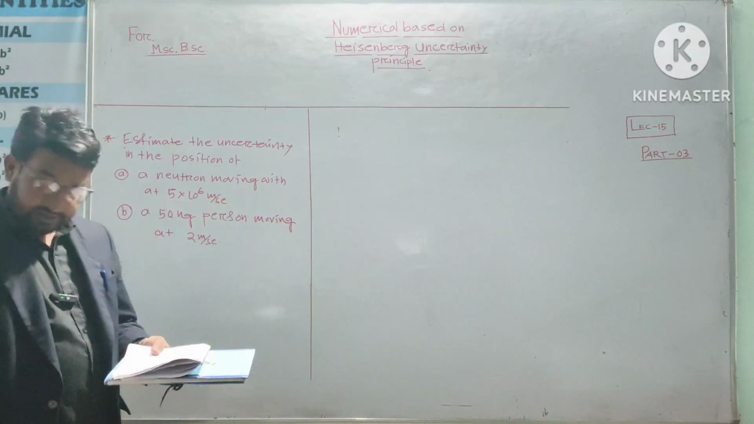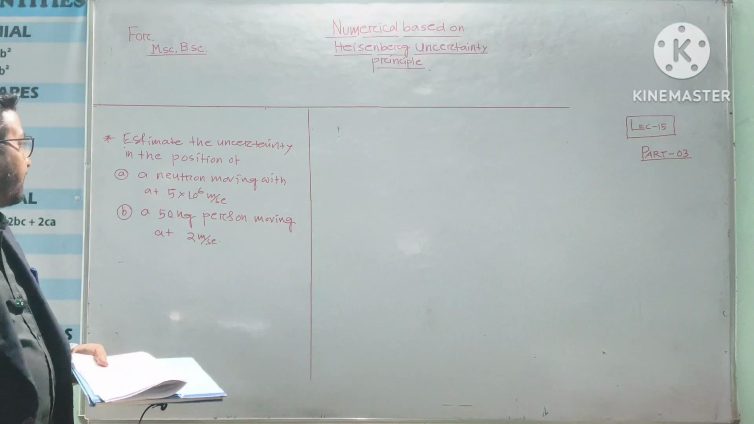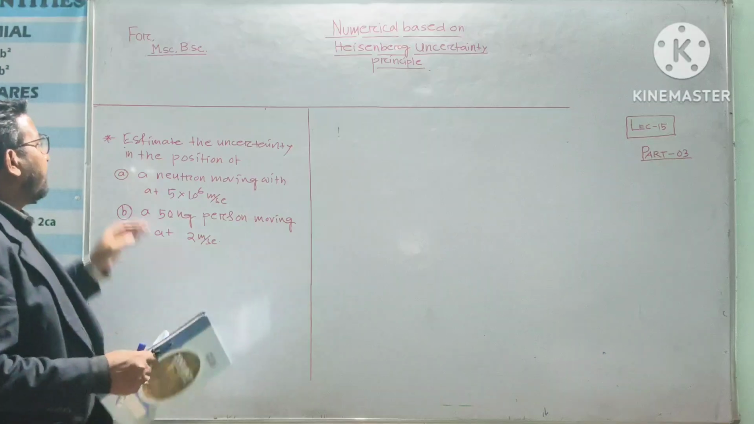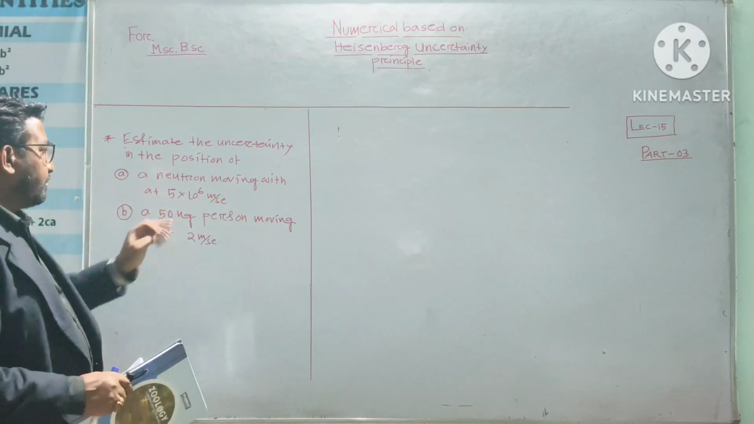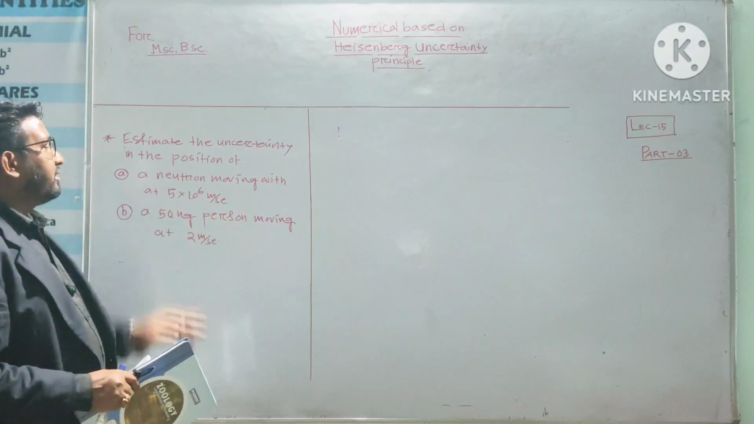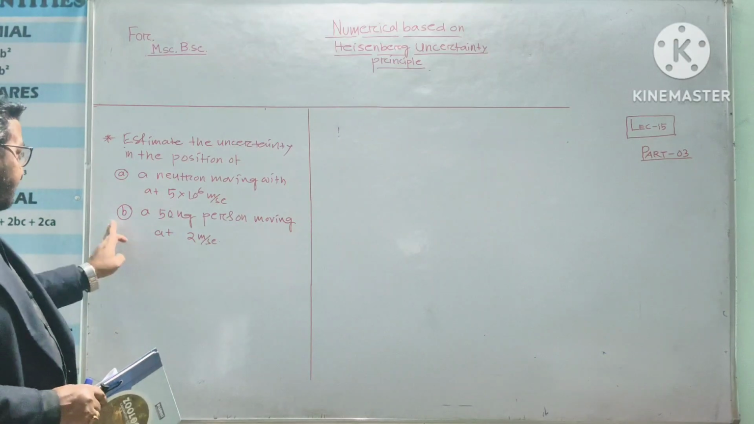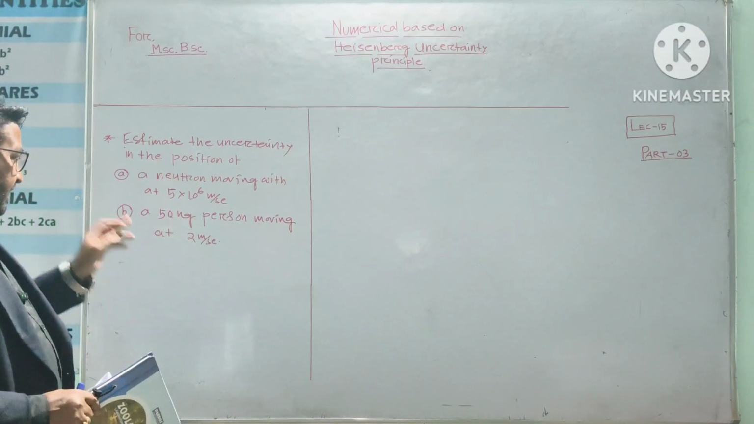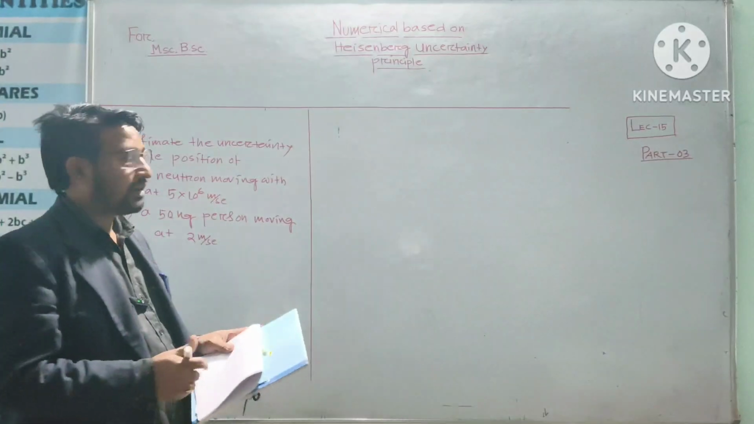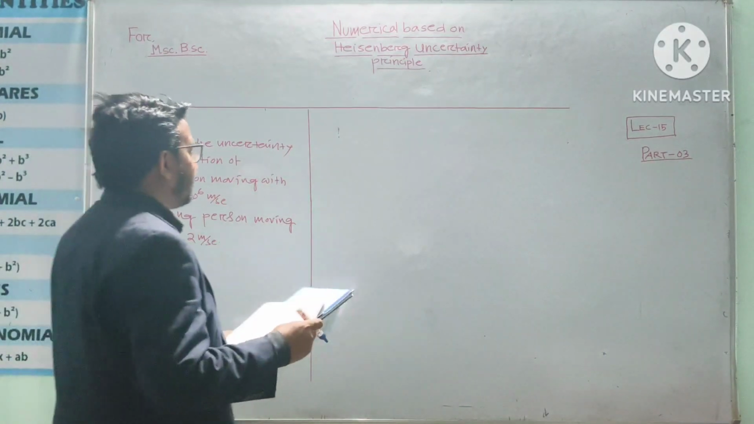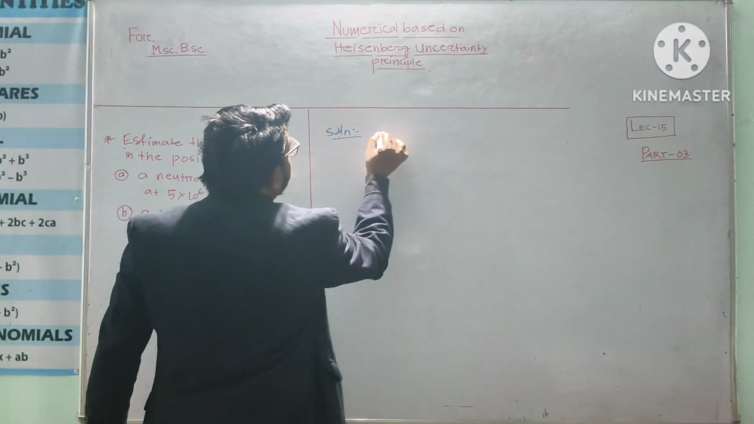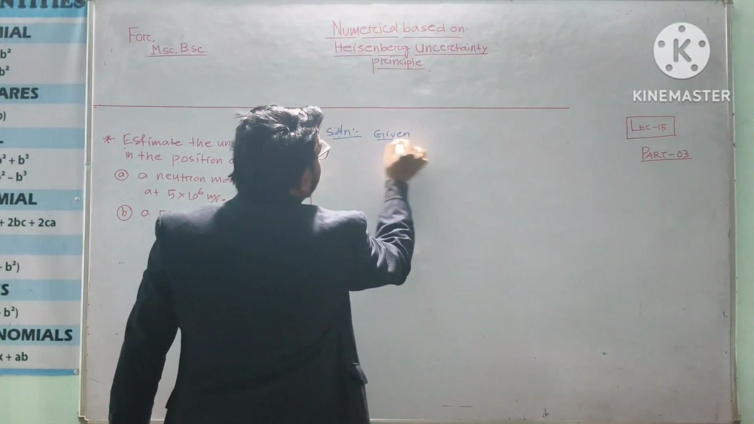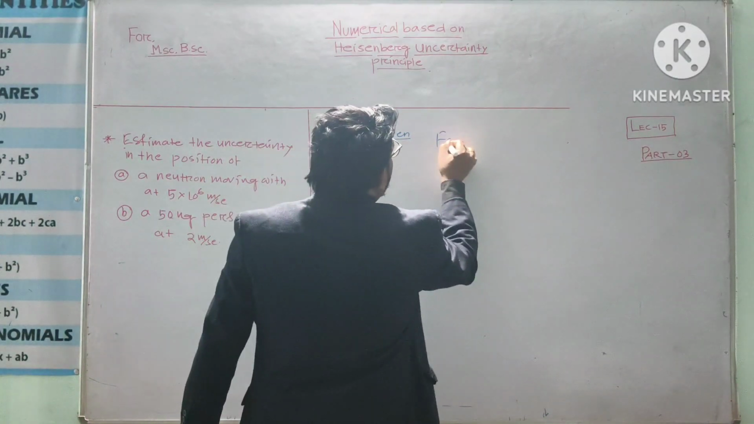The statement of this question: estimate the uncertainty in the position of (A) a neutron particle moving with speed 5 into 10 to the power 6 meter per second, and (B) a 50 kg person moving at 2 meter per second. Okay, solution of the question. Solution: given, for neutron particle.